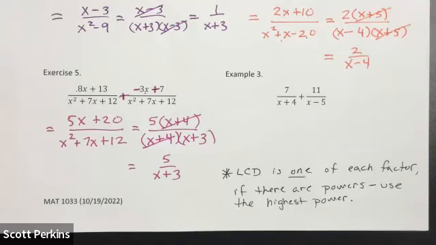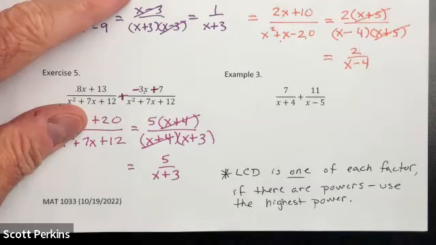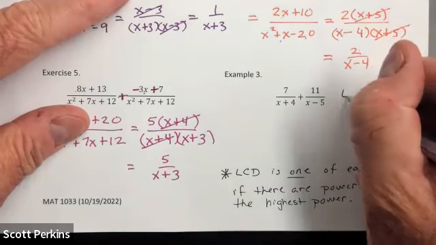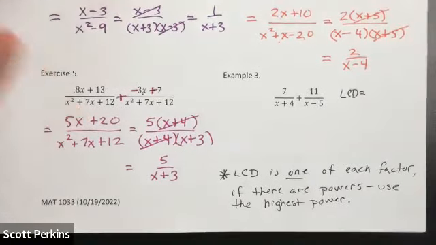But let's start with purely algebraic fractions so that we can get used to doing this when I have binomials down at the bottom. So looking at this, I've got 7 over x plus 4 and 11 over x minus 5. So the first thing we're going to do is figure out what's the least common denominator. So again, don't be afraid to make a mistake. Mistakes are opportunities to learn.